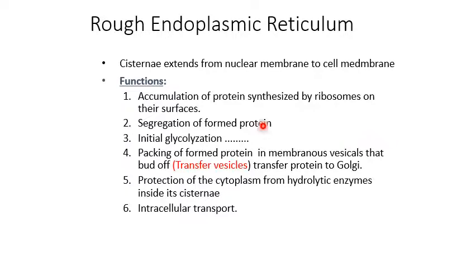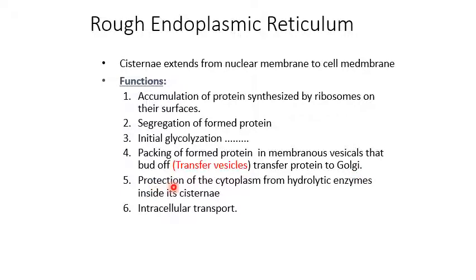The functions of the rough endoplasmic reticulum. It accumulates the protein that is formed by the ribosome. The rough endoplasmic reticulum does not produce proteins; it receives the protein that is formed by the ribosome. It segregates the protein formed, makes something called initial glycosylation, starting to add glucose, packs the formed protein, and buds off from the rough endoplasmic reticulum in the form of a transfer vesicle. This transfer vesicle goes to the Golgi apparatus for further secretion.